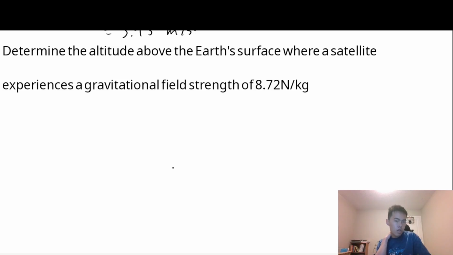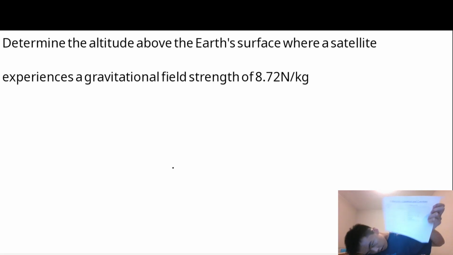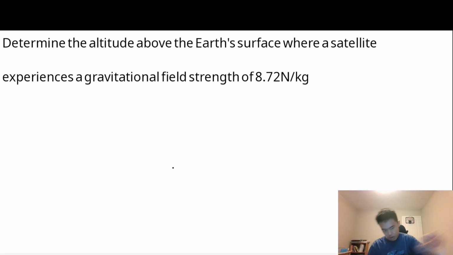Determine the altitude above the Earth's surface where a satellite experiences a gravitational field strength of 8.72 newtons per kilogram. They didn't give us any values here because they're assuming that we have the formula sheet. So remember to look at your formula sheet. What do we need here? This is the exact same question as the last one because it's just asking us gravitational field strength. So what was in that formula again?